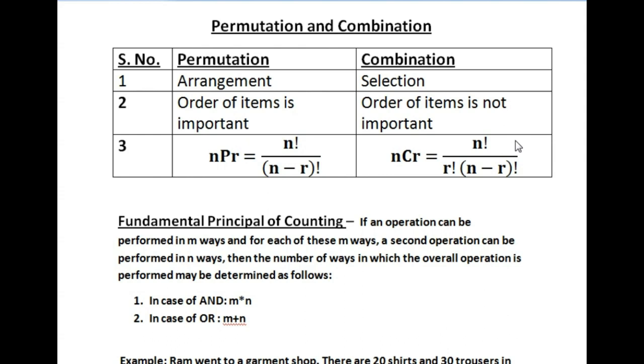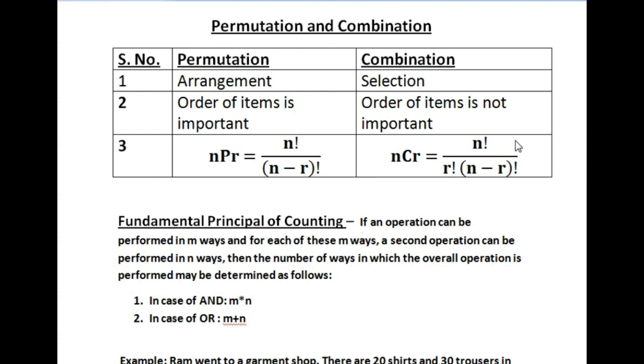What is permutation? What is combination? Permutation is arrangement and combination is selection. Remember the words arrangement and selection. Arrangement means permutation, selection means combination. Then order of items is important in case of permutation, while order of items is not important in case of combination. What do I mean when I say order of items is important or not important?